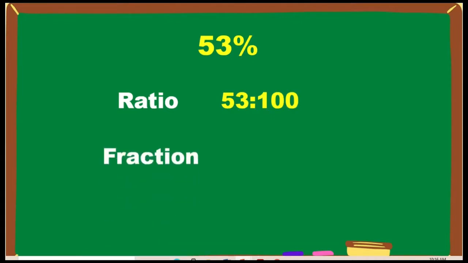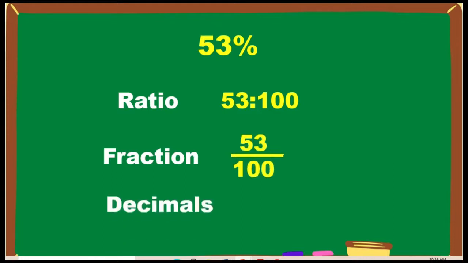But since percent is a ratio, with 100 as the second term, we can write 53% as 53 to 100 in ratio. Ratio can be written in fraction, so 53 to 100 can be written as 53 over 100. As we have in the review lesson, fractions can be written in decimals. Thus, the fraction 53 over 100 can be written as 0.53 or 53 hundredths.